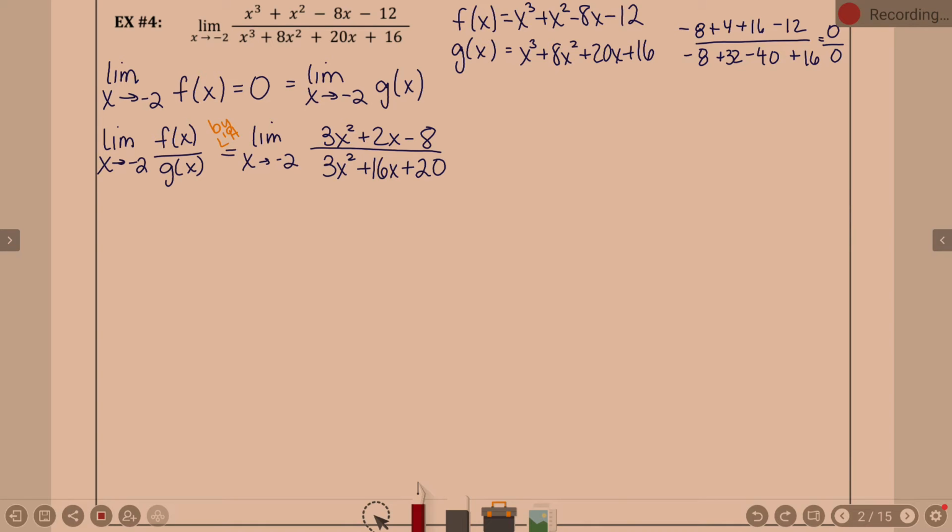You can write out what we have right here, or what are these? f prime and g prime. And so that is legitimate. You can say the limit as x approaches negative 2 of f prime of x equals 0. And the limit as x approaches negative 2 of g prime of x equals 0. So you are perfectly fine to call them f prime and g prime because that's what they are.